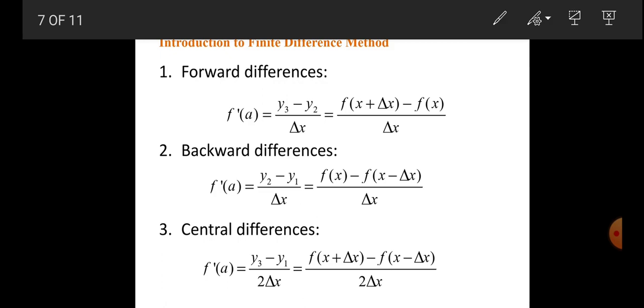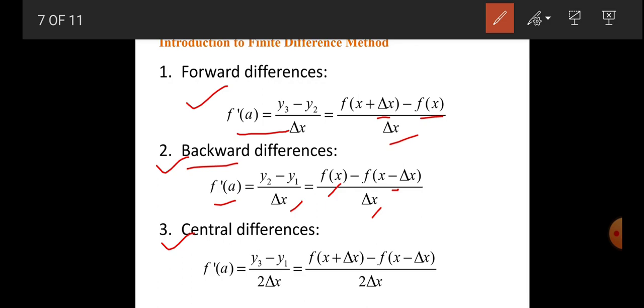So forward difference means y3 minus y2 divided by del x, that one is the interval. Putting the value of y3, it is f of x plus del x minus f of x, divided by del x. This one is the forward difference. Now backward difference is equal to y2 minus y1 divided by del x. So y2 means f of x, and y1 means f of x minus del x, divided by del x.